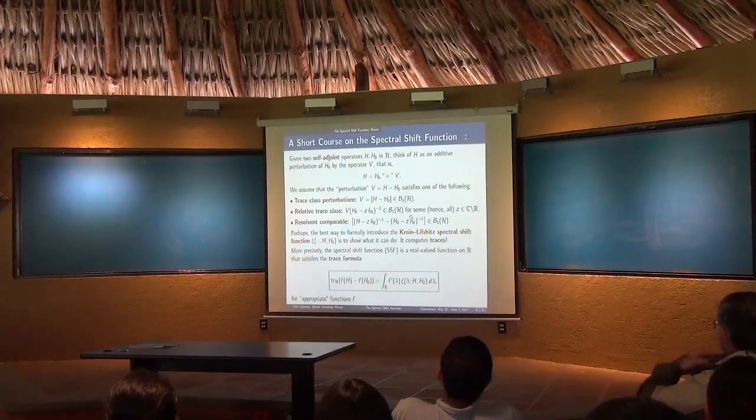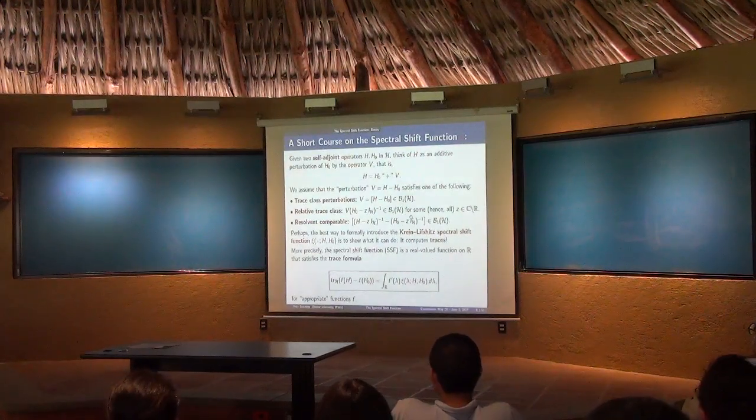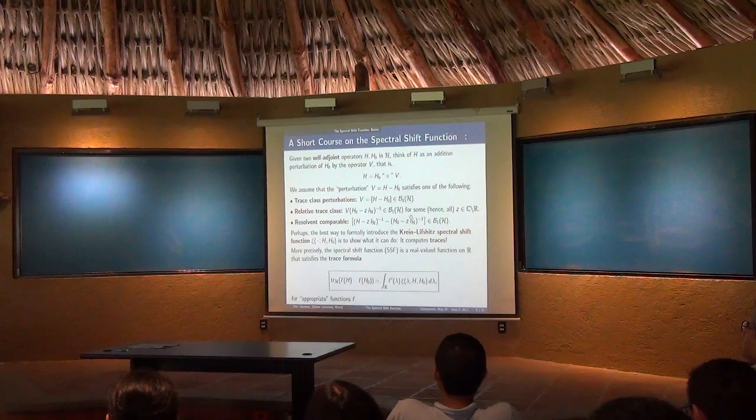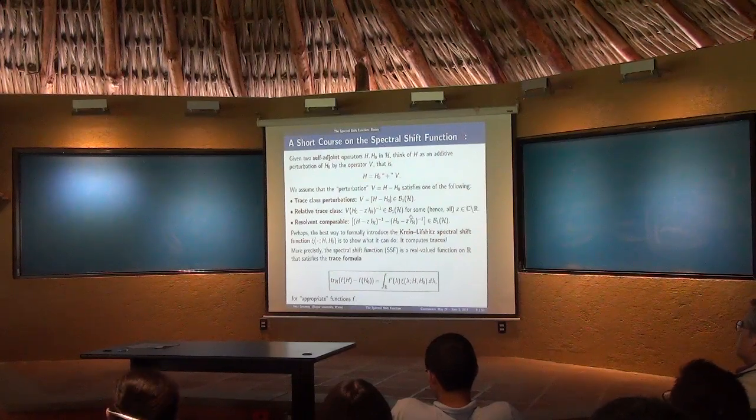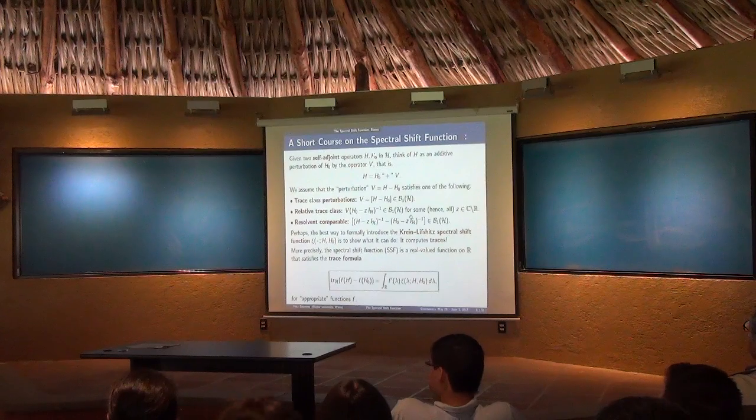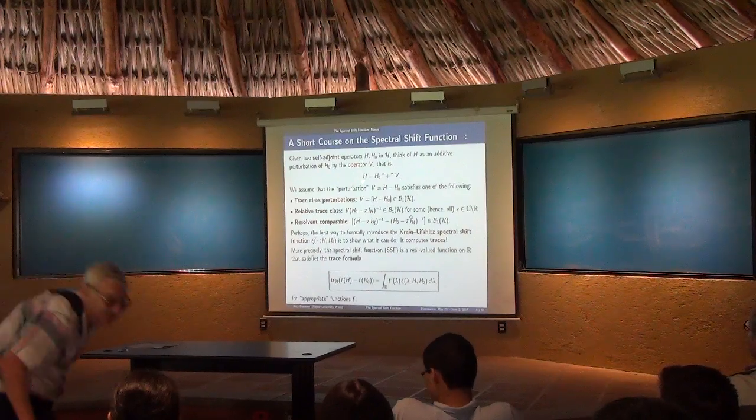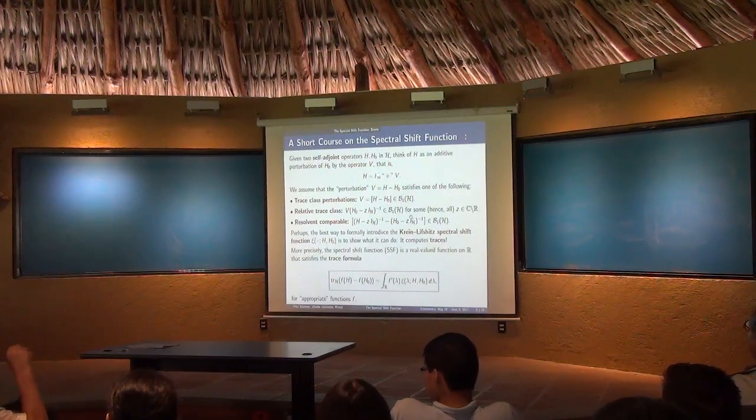So, here's a very short course on the Krein spectral shift function. Rather than defining it immediately, I'm going to first tell you what it can do for you, which is fairly remarkable. It computes traces for pairs of operators. So let's take a look. So we have two self-adjoint operators. Think of this as the unperturbed one, and think of H as the perturbation. So think of something like this. I put quotation marks around the plus, because the plus can be very general.